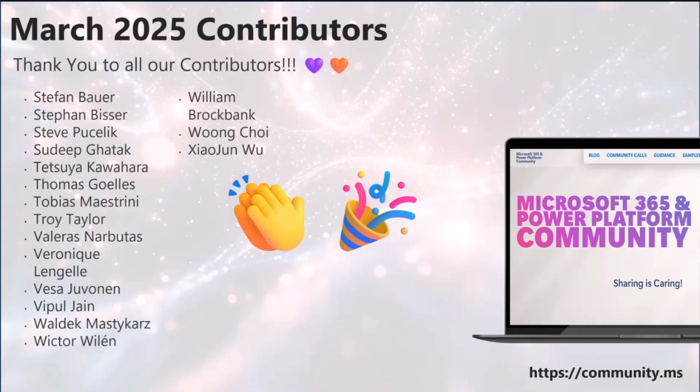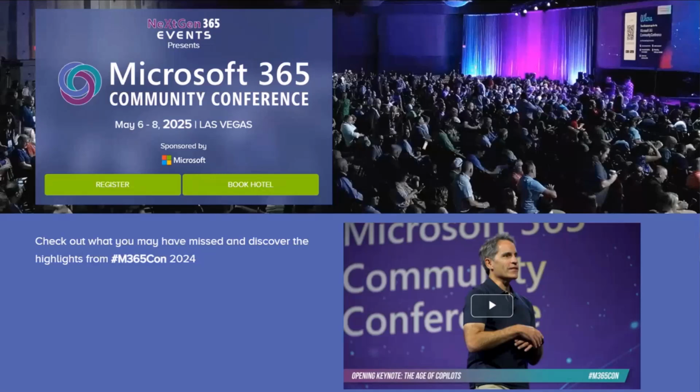Now, quick recap on all of the different events which are happening all around the world. The next big event will be on May 6th to 8th in Las Vegas. This is the Microsoft 365 Community Conference. I'll be there. David will be there. Hugo will be there. A lot of people from this call will be there to talk about the latest and greatest on AI and Copilot and Microsoft Teams and SharePoint and Power Platform as well. So please do check out M365Conf for details around what's being covered there.